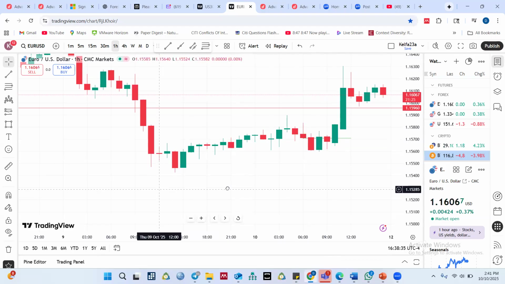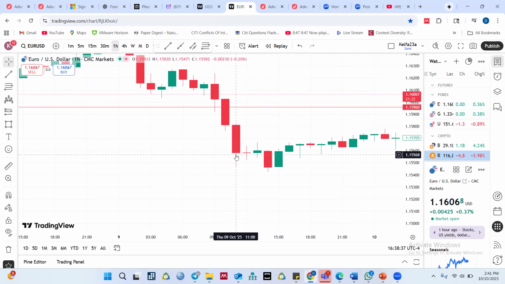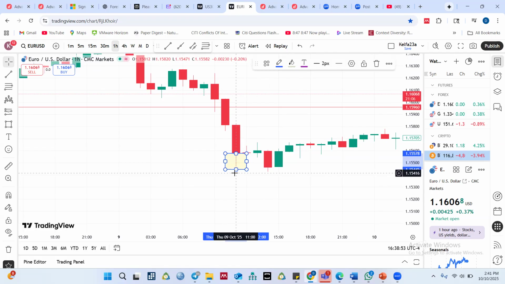Rejection. Anywhere you see a wick, the wick is the line. You can see some of the candles have lines either above them or below them. So let's say this one hit here and rejected off. Look at the wick up to here. It hit here and rejected up to here.